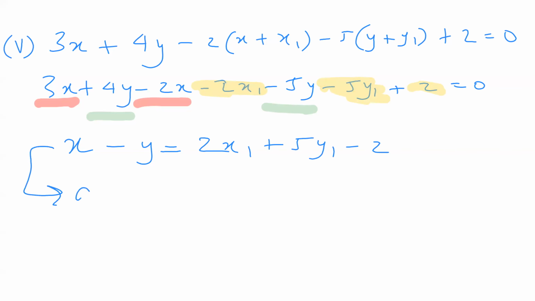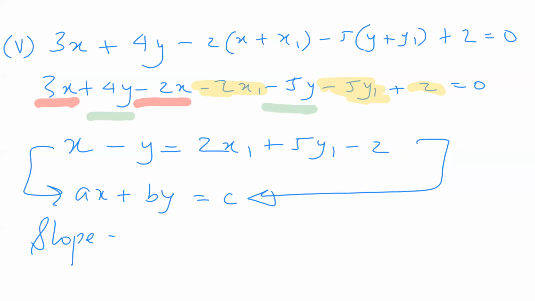So I'll compare this with ax plus by is equal to c, which is the general format of a line. So slope is equal to minus a by b. A is the coefficient of x. So what is the coefficient of x? It's 1 over here. B is the coefficient of y. The coefficient of y is minus 1. So the slope is 1. So that was your sub question 5.